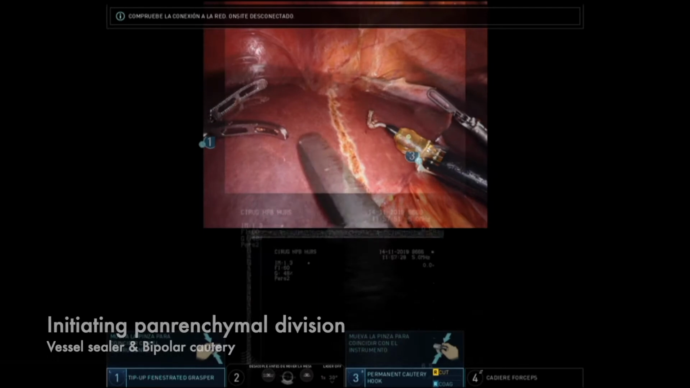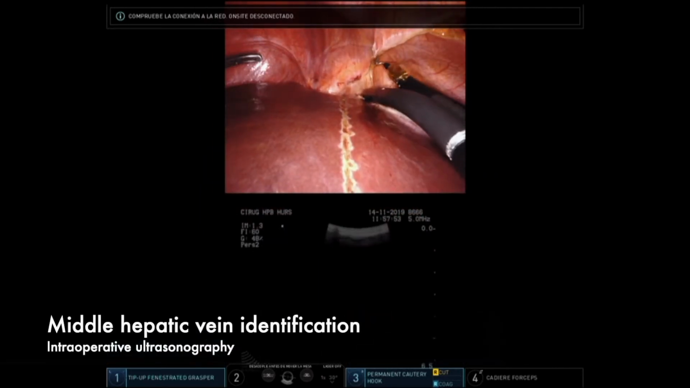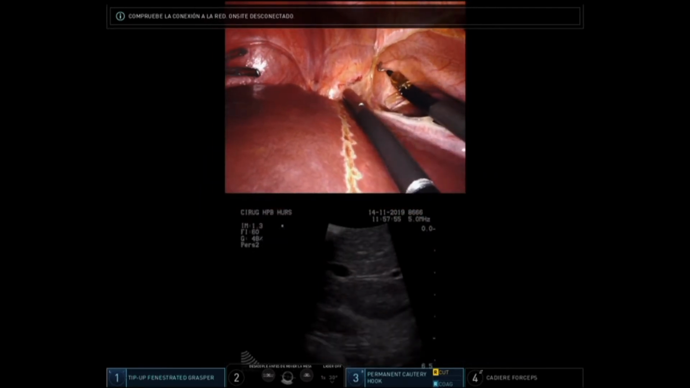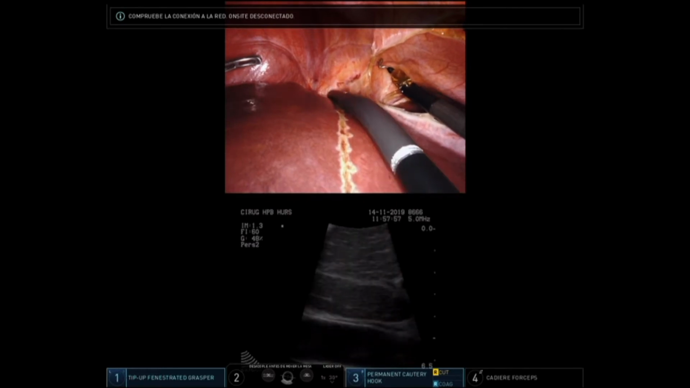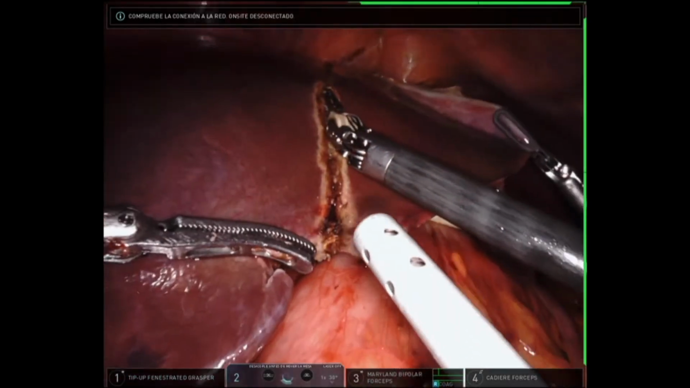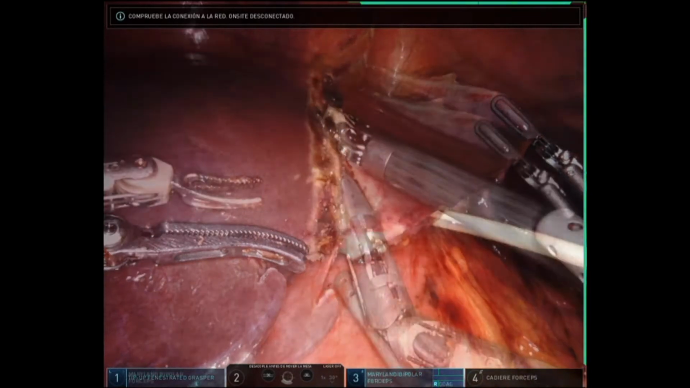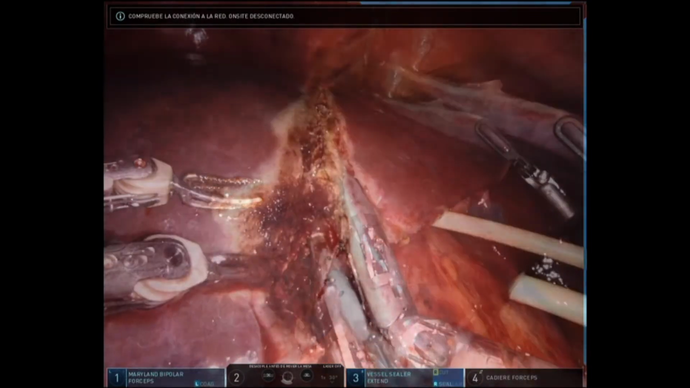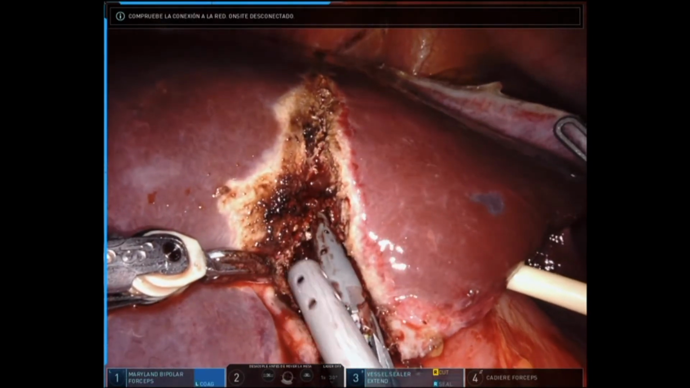The surgical robot allows to have a coupled image of the intraoperative ultrasound in the same visual field. The middle hepatic vein and the subsidiary veins of hepatic segments 5 and 8 are identified. Next, partition of the liver parenchyma begins.